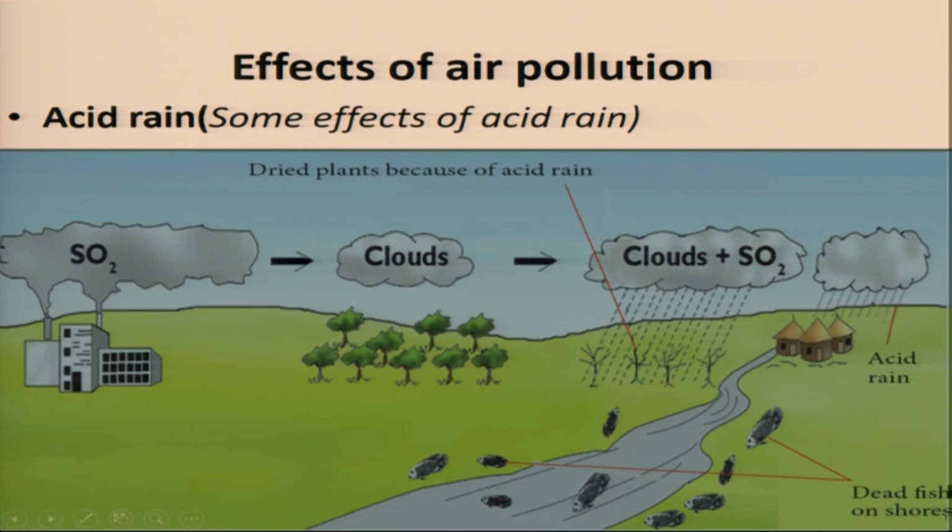Go to these houses here. These houses, in case they are made of marble, they fall down due to acidic rain. Now look at these fish. They are now dead on the shores of the lake. They are dead. Why? Because of the acidic rain.